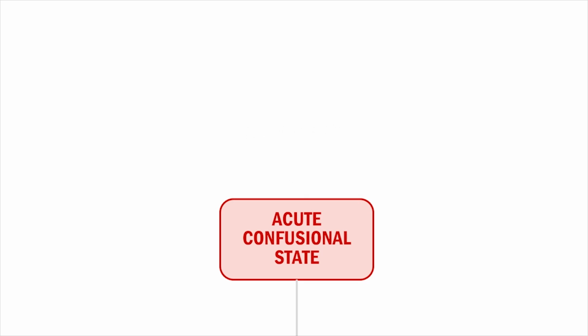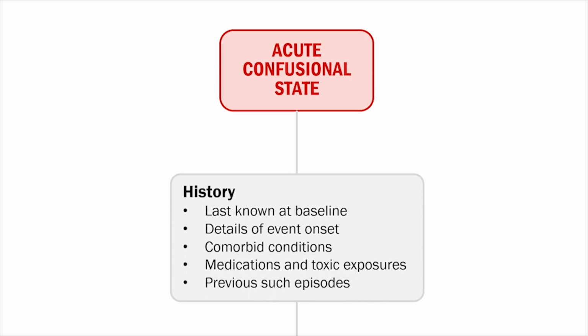Say you have a patient with an acute confusional state. This could be disorientation, aphasia, or lethargy. History is still key. A good beginning would be to find out the time last known at baseline, details of event onset, comorbid conditions, medications and toxic exposures, and previous such episodes.